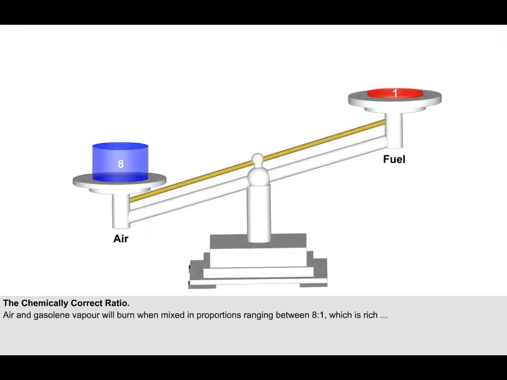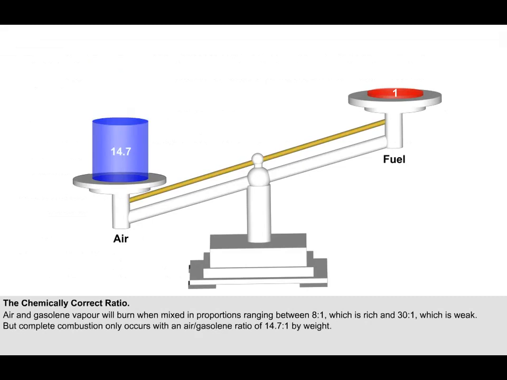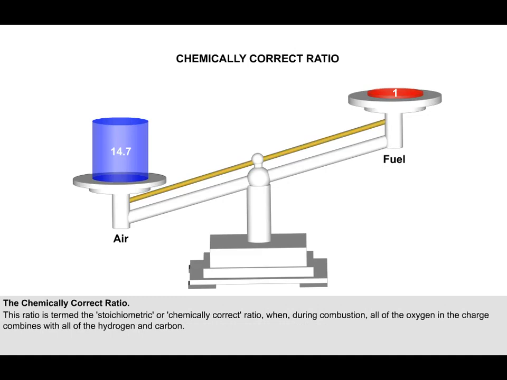Although air and gasoline vapour will burn when mixed in proportions ranging between 8:1, which is considered to be rich, and 30:1, which is used in some lean burn automobile engines, complete combustion only occurs with an air-gasoline ratio of 14.7:1 by weight. This ratio is termed the stoichiometric or chemically correct ratio. At this ratio, all of the oxygen in the charge combines with all of the hydrogen and carbon during combustion.